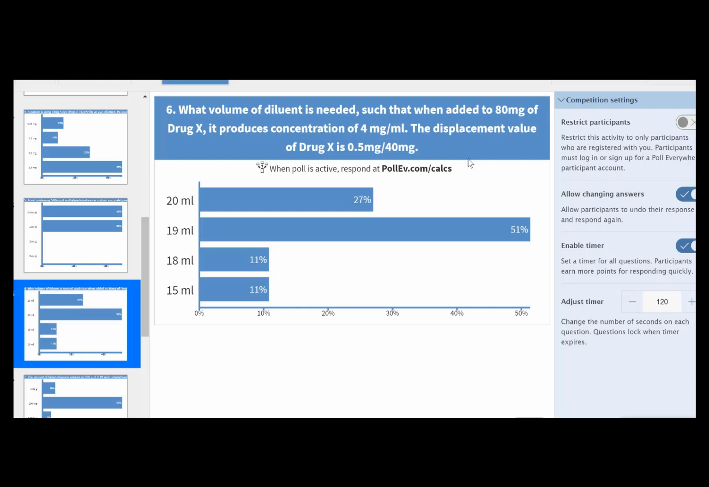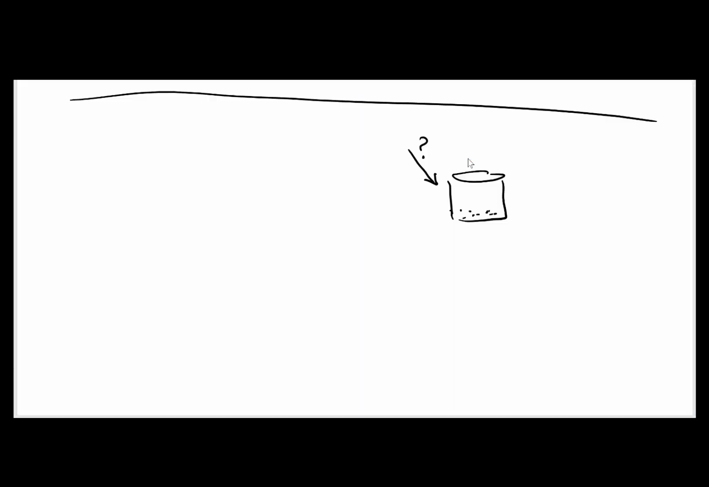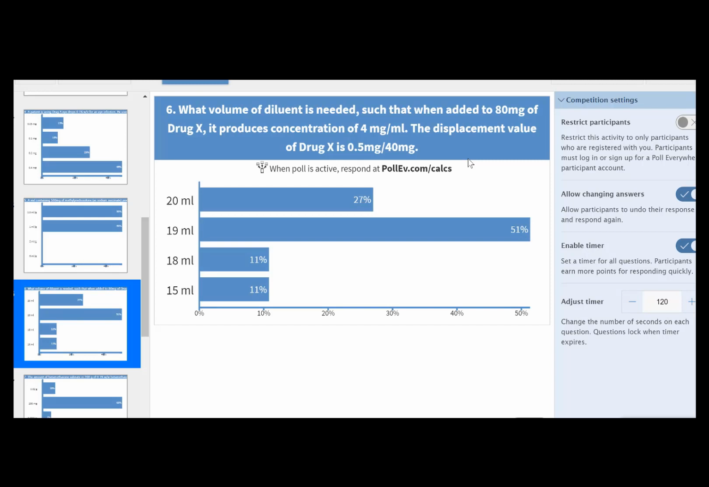Just imagine this is a vial. Here we have to find out the volume which we will use to reconstitute. And the drug powder is 80 milligrams. And what other information? When we dilute or reconstitute it, it produces the final concentration of 4 milligrams per mil. Right? And what else have we been given? The displacement value is given as well for 40 milligrams. Okay, but let's do this first.